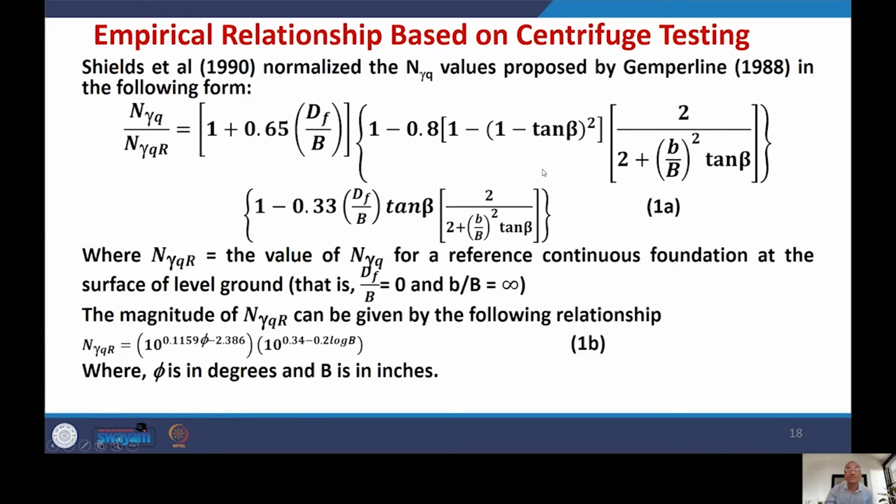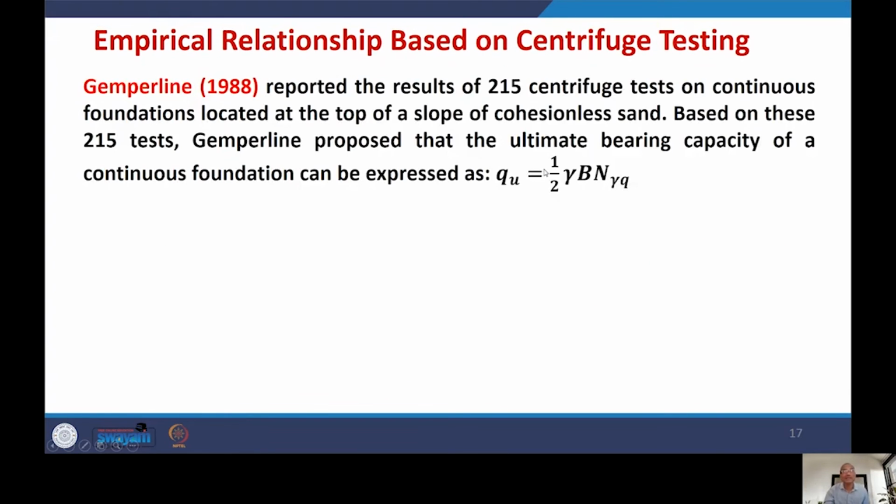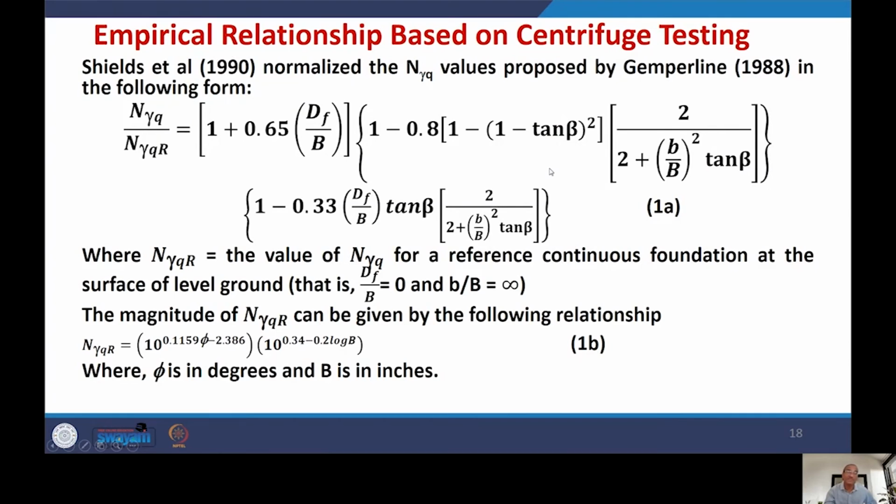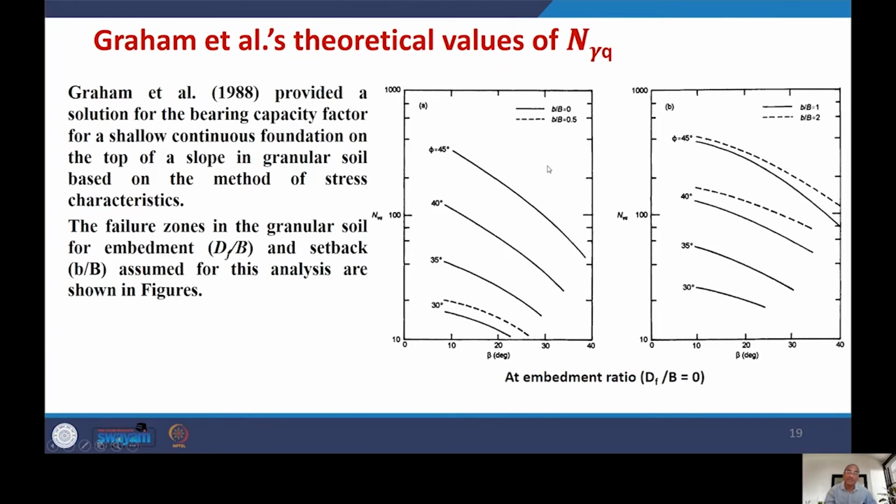So this was about Gemperline and then later Shields from centrifuge tests. Now continuing with that, Graham et al. did some theoretical analysis and presented the value of N_γq and how the effect of depth is on these numbers. So let's see that, Graham et al.